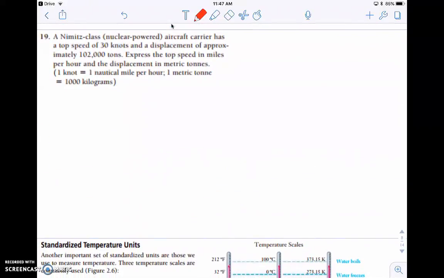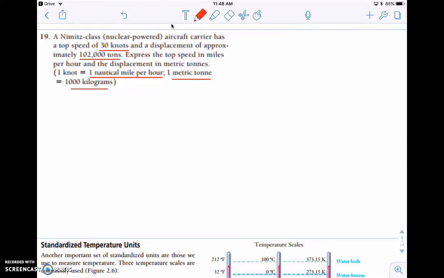Now, let's look at one more here. So we've got a Nimitz class, nuclear-powered aircraft carrier, which has a top speed of 30 knots and a displacement of approximately 102,000 tons. So we want to express the top speed in miles per hour and the displacement in metric tons. Okay, and it gives us this information here that 1 knot is 1 nautical mile per hour, and a metric ton is 1,000 kilograms. So that's going to be key information that we need.